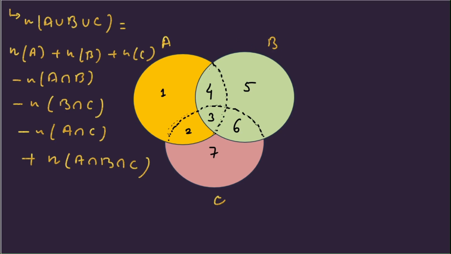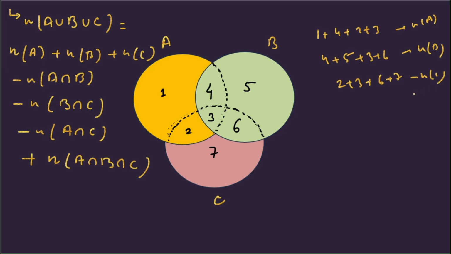Okay, so when we consider set A, we have 1 plus 4 plus 2 plus 3, right? This is my set A. Then I have set B, which is 4 plus 5 plus 3 plus 6. This is my set B. Similarly, set C will be 2 plus 3 plus 6 plus 7. Okay. Now, I can think of adding all of these up. So if I add this, then all of these elements will be added.